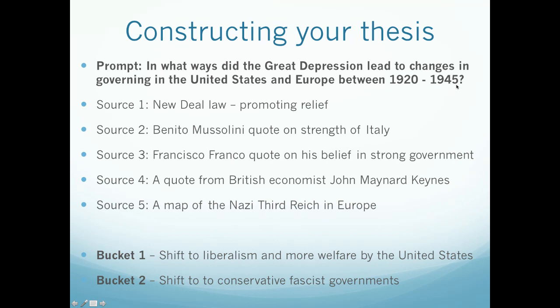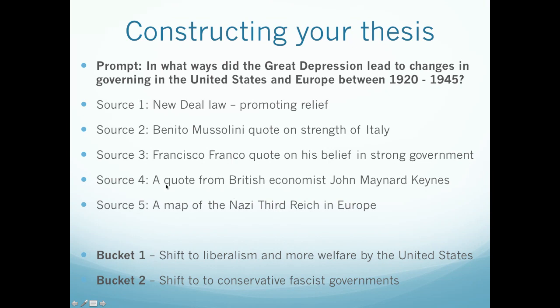So let's just say that each document, each source, is what we see right here. You look at source one, and it's a New Deal law. The New Deal, obviously, in the United States under Franklin Delano Roosevelt, is promoting relief for the Great Depression. And then source two is Mussolini, quoting on the strength of Italy. And you're like, aha, that looks very fascist to me. That looks like a fascist quote. And then source three is Francisco Franco of Spain, writing about his belief in strong government.